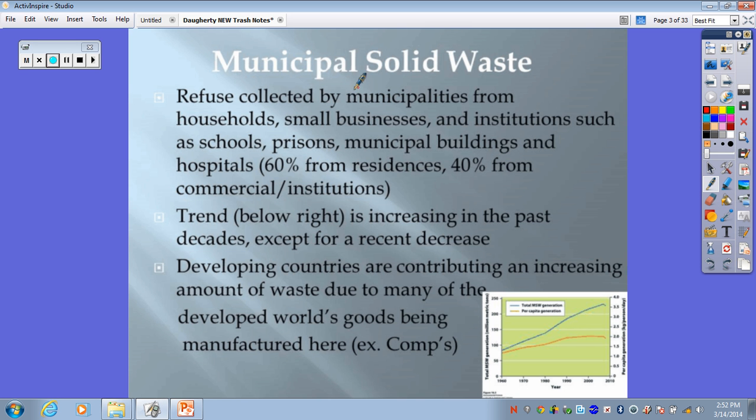Okay, and now you're going to see MSW a lot throughout these notes. We call that municipal solid waste. It says this is refuse collected by municipalities from households, so a lot of household and community waste. It could be small businesses, or small institutions like schools, prisons, municipal buildings, and hospitals. Out of these categories, 60% comes from residences, households, and 40% would come from the commercial buildings and institutions.